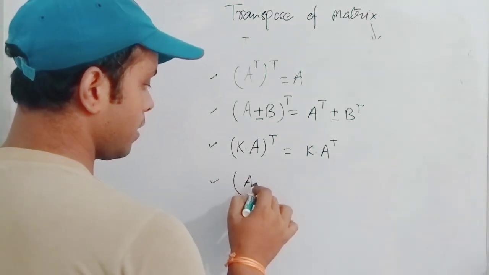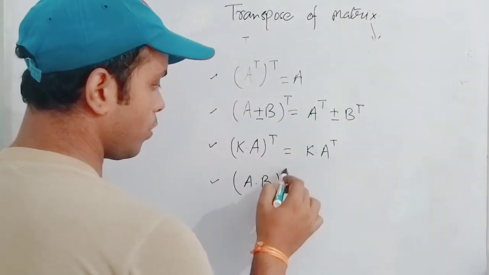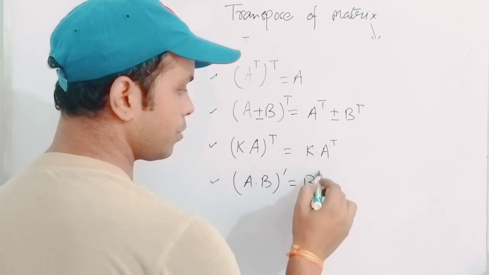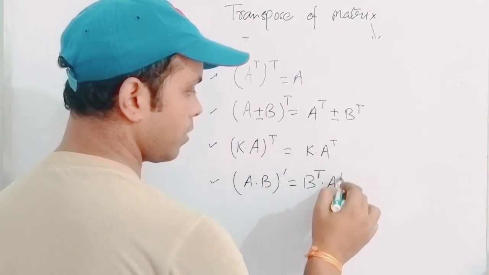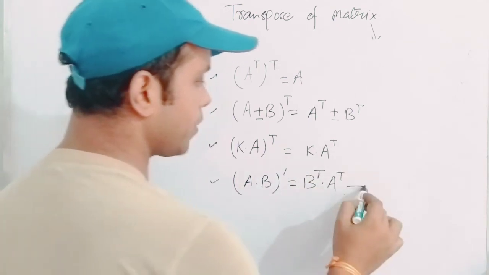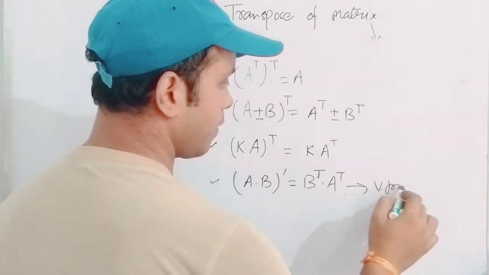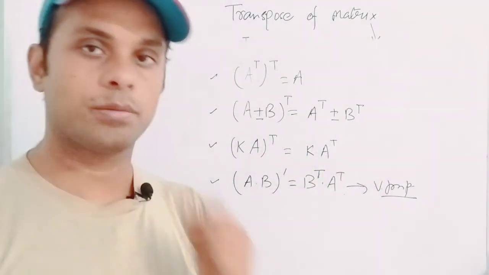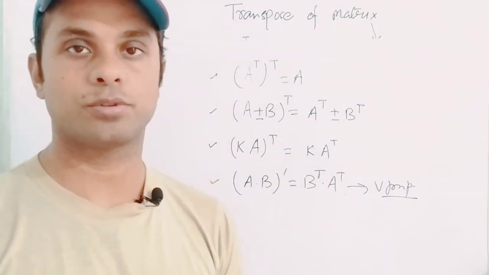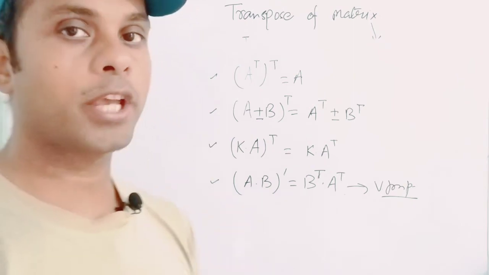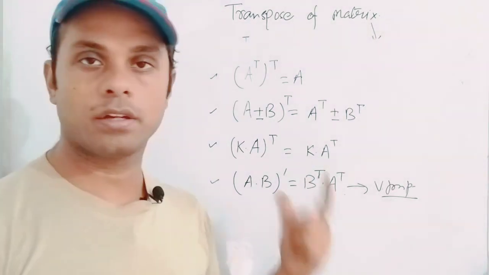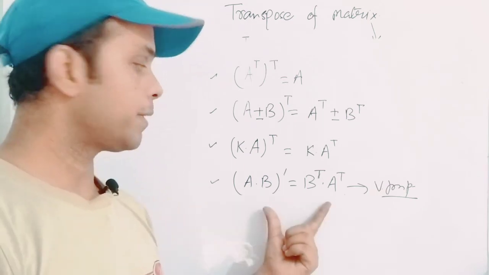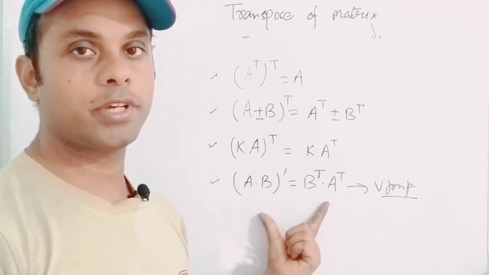Next is (A into B) whole transpose is the same as B transpose into A transpose. This is very important. This is a very important property. So these are the useful properties of the transpose of a matrix. Okay, and you will get questions on these properties. So remember, especially remember the last property. This is very useful.